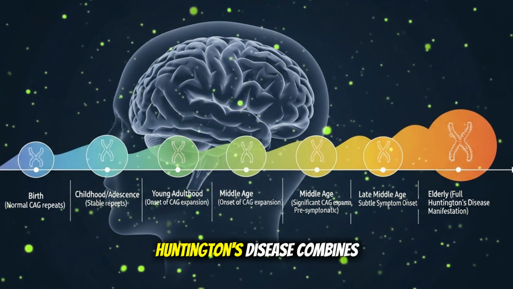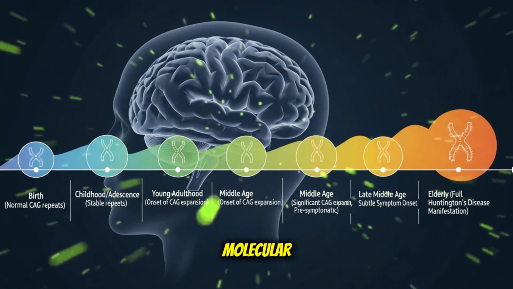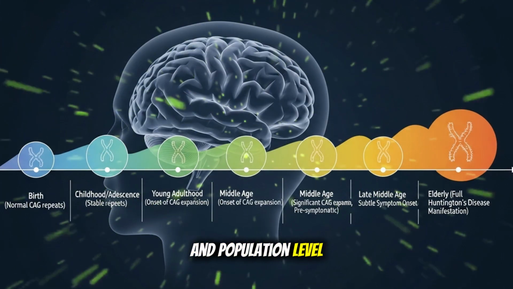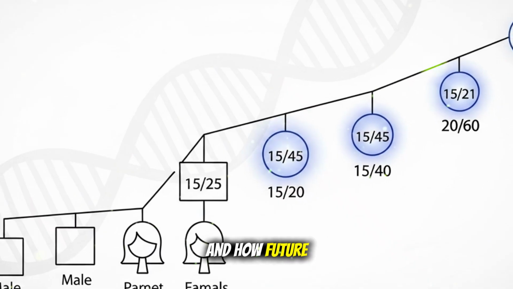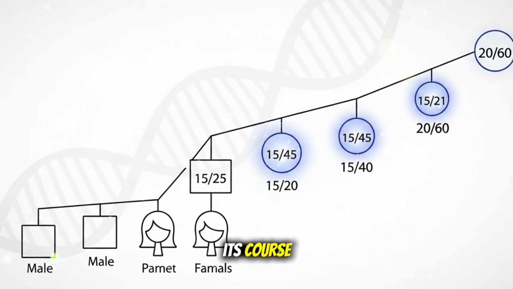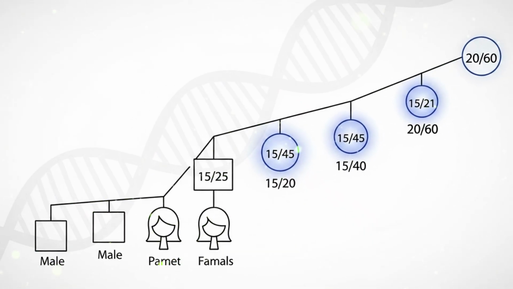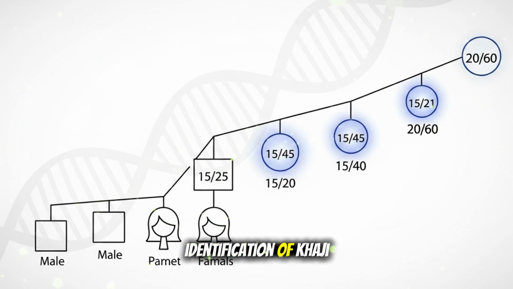Modern research on Huntington's disease combines molecular, clinical, and population-level data to clarify how the condition progresses and how future interventions may alter its course. Advances in genetic screening now allow precise identification of CAG repeat lengths, enabling clear assessments of risk across families. These tools also reveal subtle intergenerational changes, contributing to broader population-level analyses that track the disorder's distribution and long-term behavior.